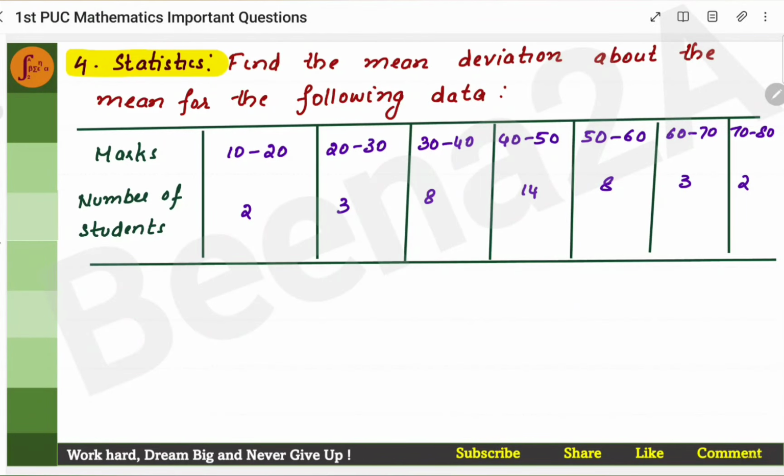The next one is statistics. This is again a frequently occurring question. Find the mean deviation about the mean. So you could get mean or you could get median, right? So this is an important topic. Prepare for this particular topic.